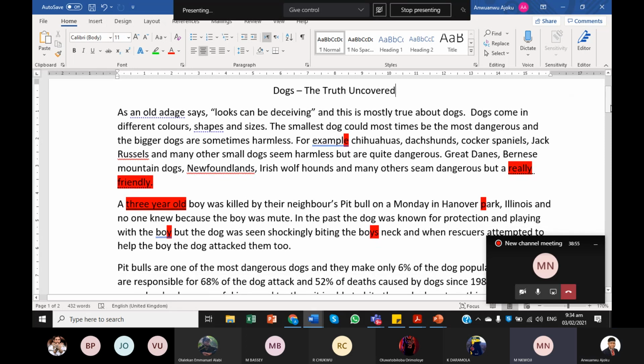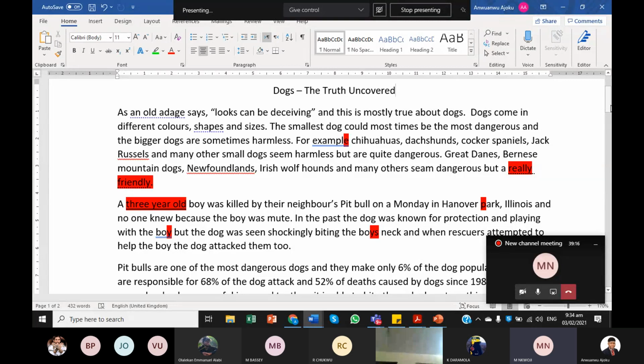The dogs, the truth uncovered. As an old adage says, looks can be deceiving, and this is mostly true about dogs. Dogs come in different colors, shapes, and sizes. The smallest dog could most times be dangerous, and the bigger dogs are sometimes harmless.